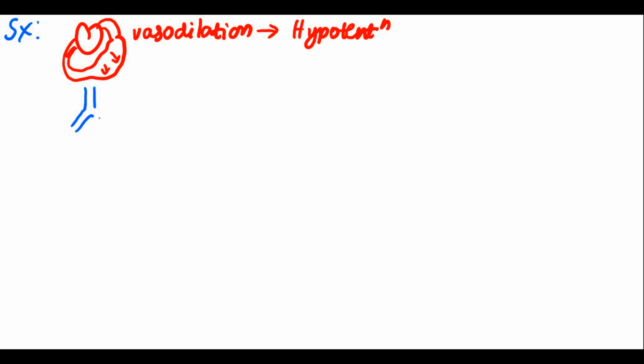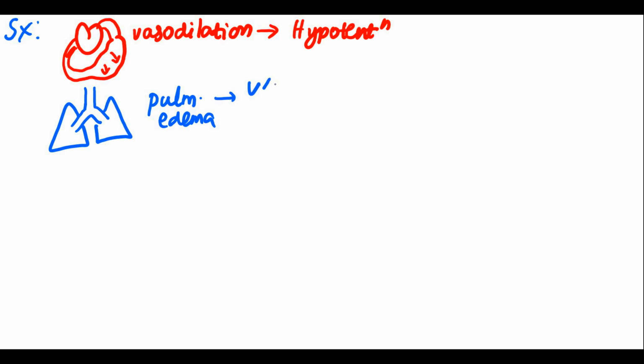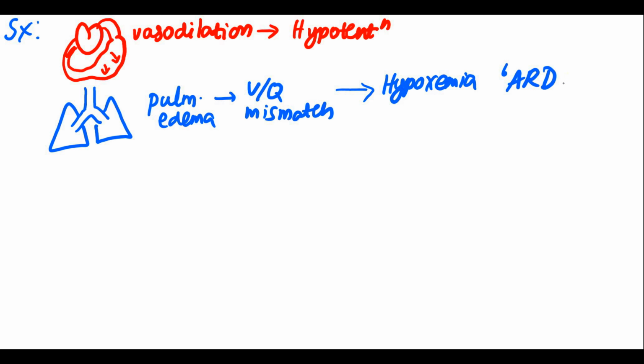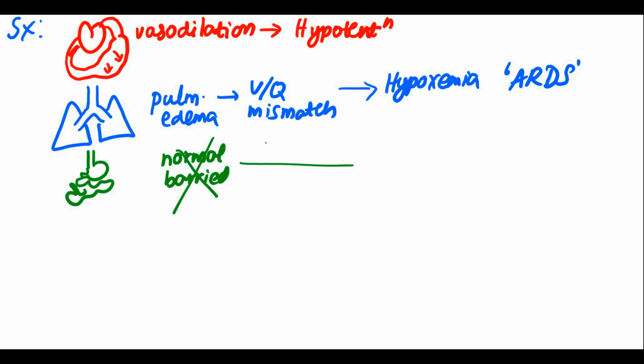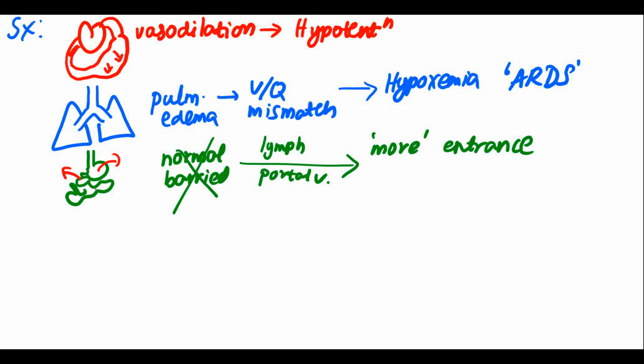When the lungs are affected, it can cause pulmonary edema, leading to VQ mismatch and hypoxia. This can present as ARDS. The effect of sepsis on the gastrointestinal system is that it affects the normal barrier of the gastrointestinal system. So the bacteria can enter the body via the lymph or the portal vein. More bacteria are entering the body.